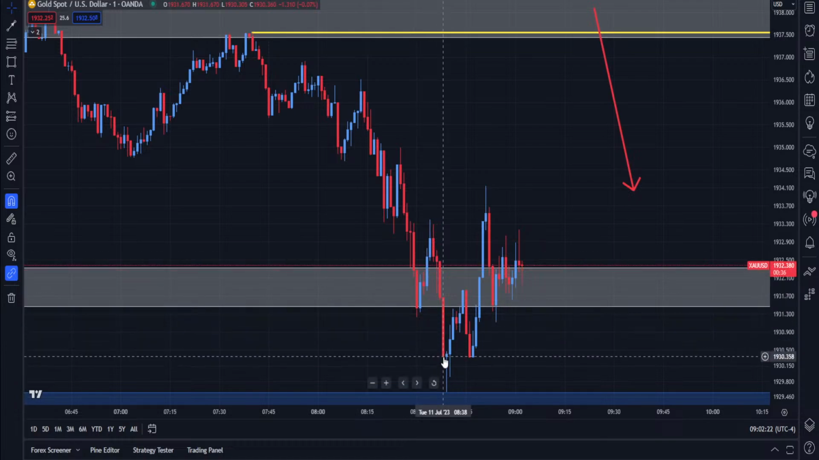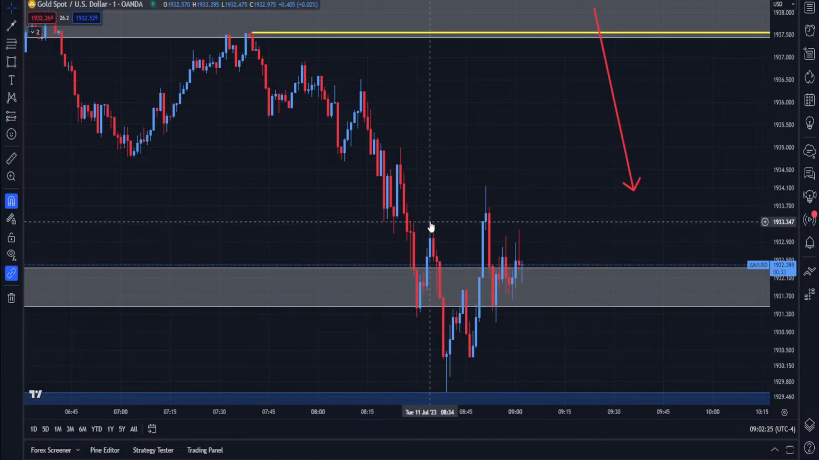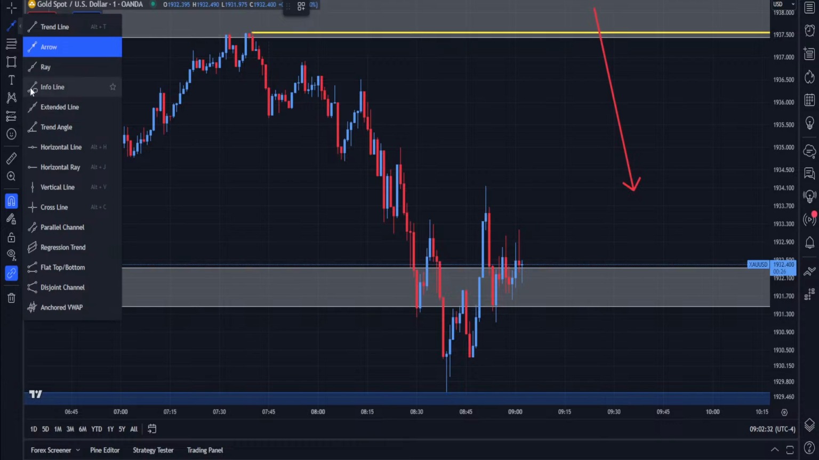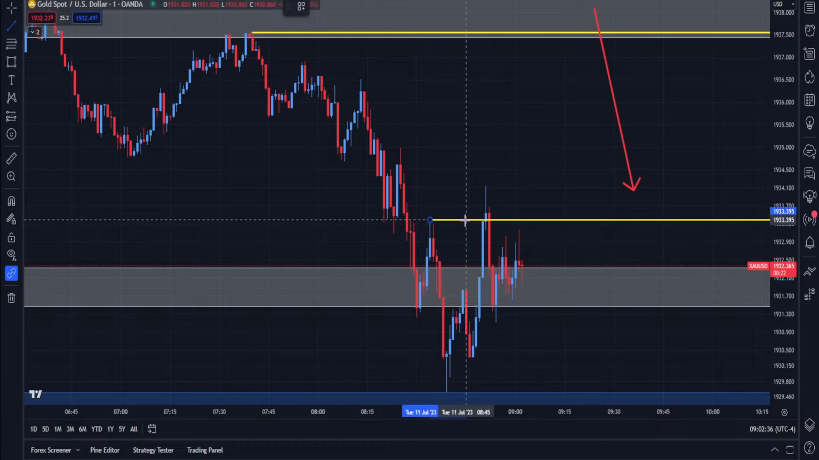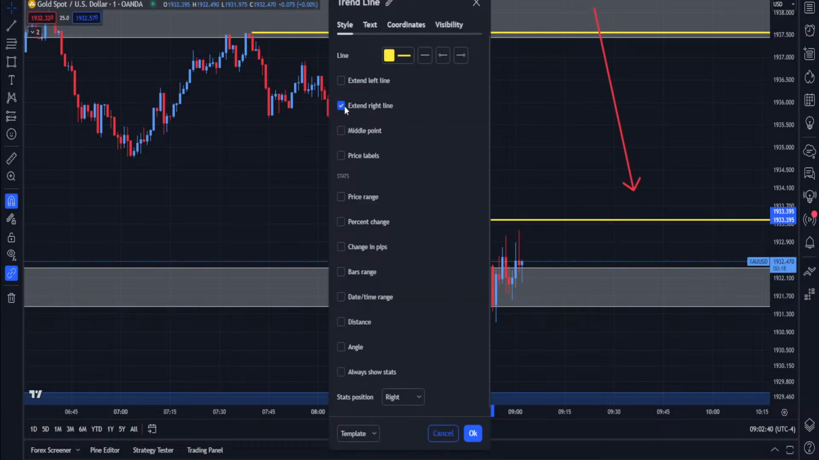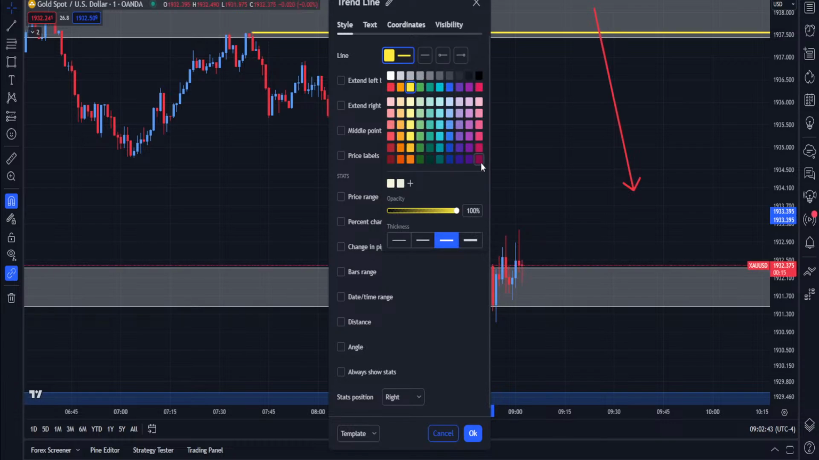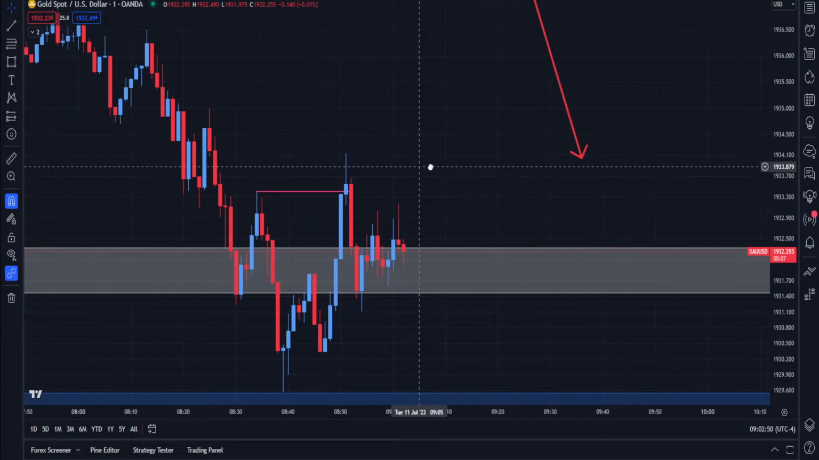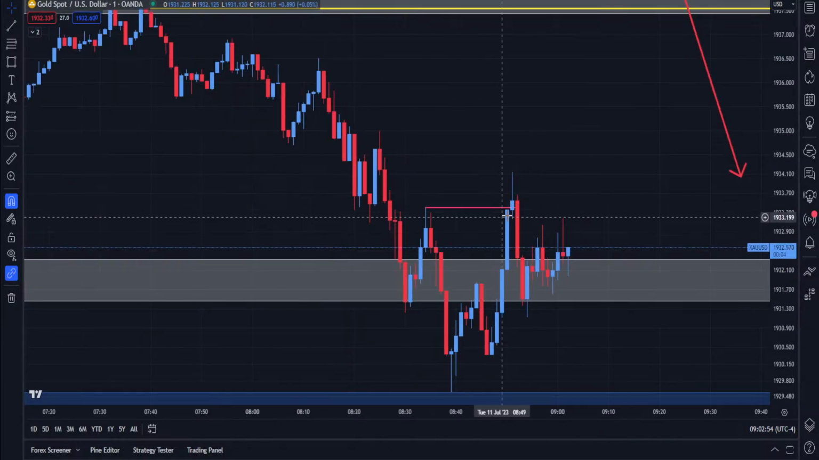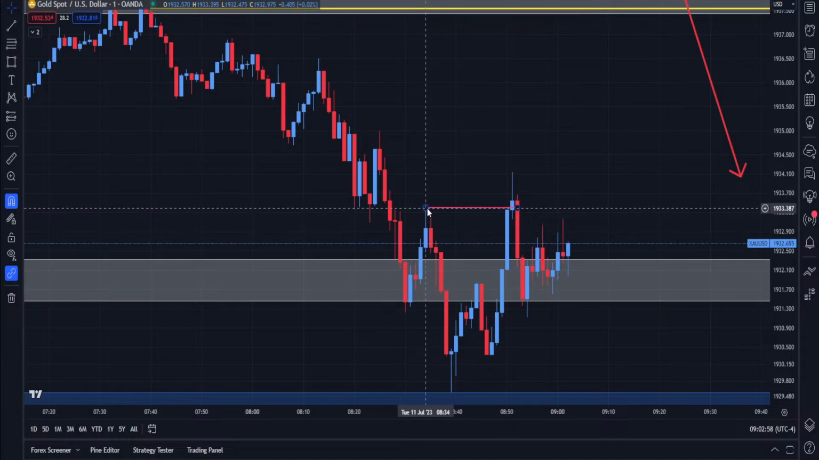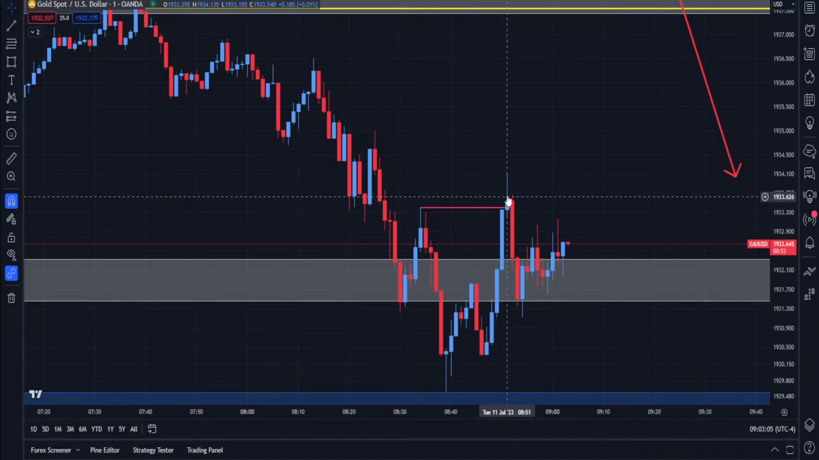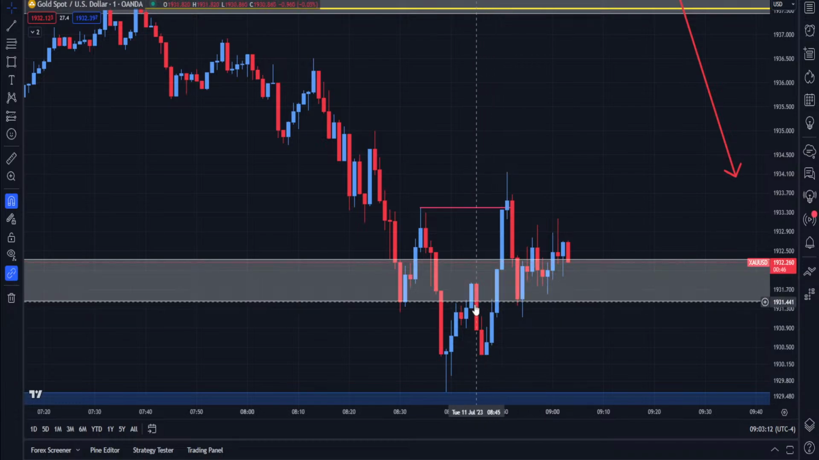Once it broke support right here, it broke the last high, right? Let me draw a trend line, whatever. Remove the extension and we will use that. As you can see, it had a change of character, right? Because this was the last high before the lower low. So it changed character right here. It closed above it, and then it retested this area right here.